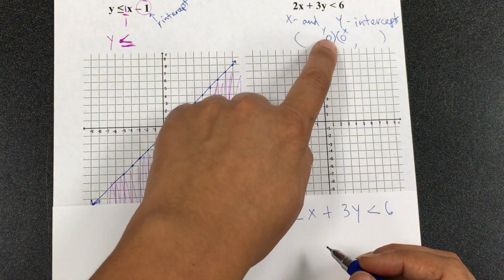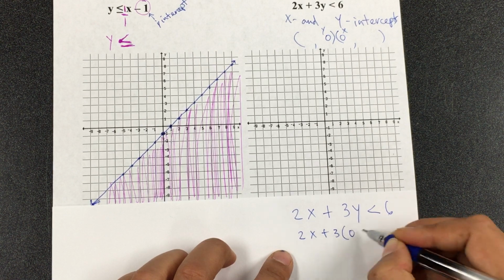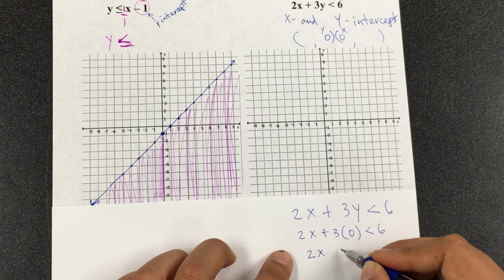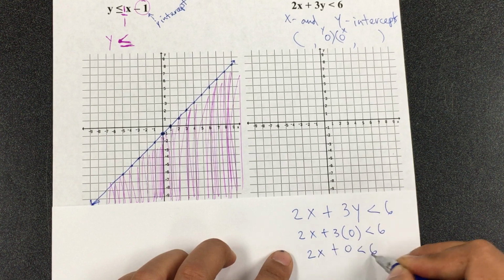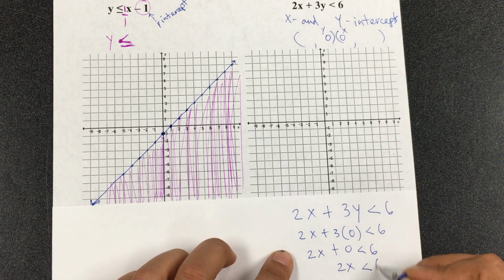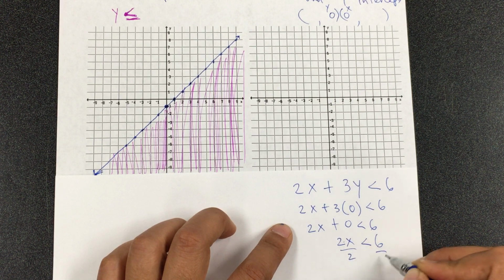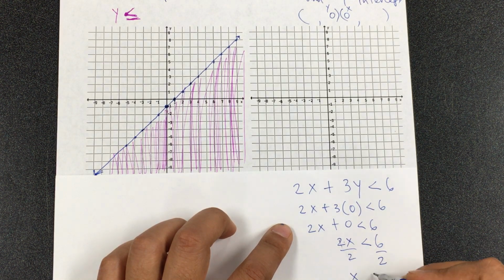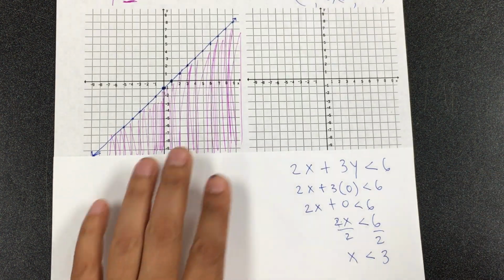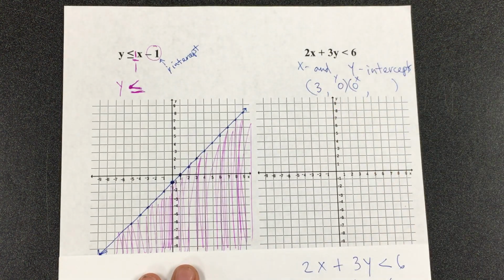If we're saying that y is 0, 2x plus 3 times 0 is less than 6. 3 times 0 is 0, so 2x plus 0 is 2x, which is less than 6. And then if you're multiplying, the opposite of multiplication is division. So x is less than 3. So we found the value of x is less than 3. We're just going to put the 3 in here.